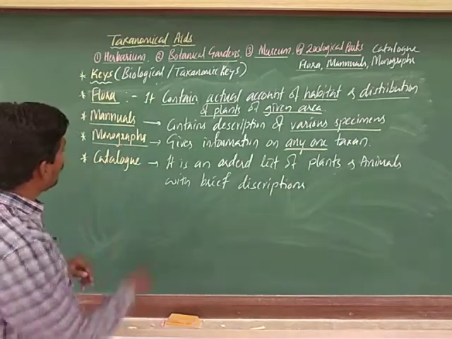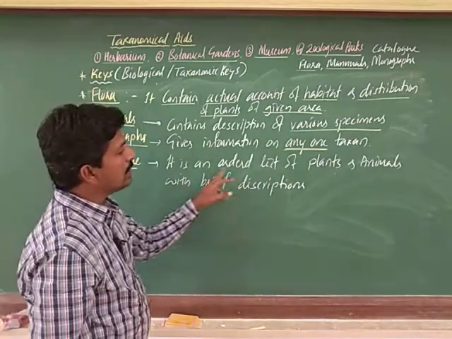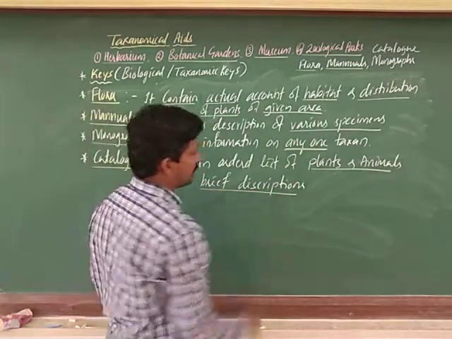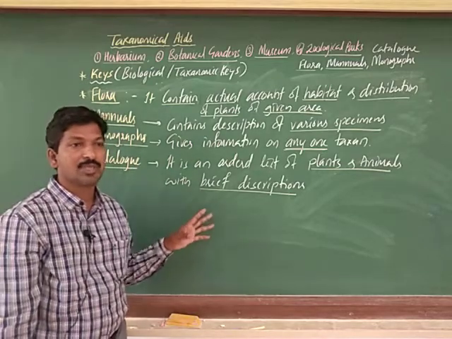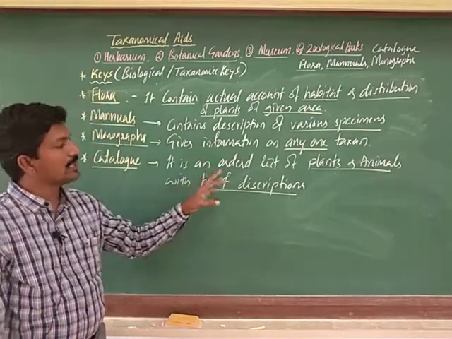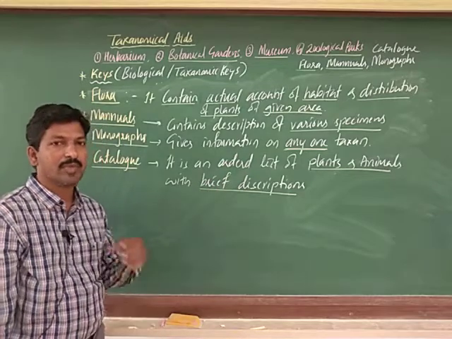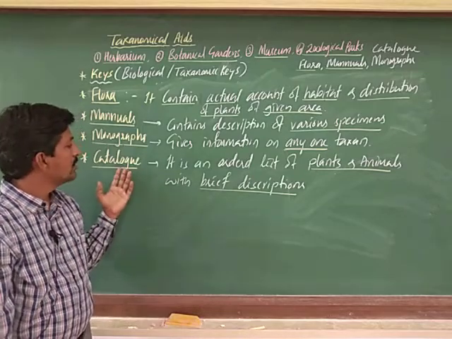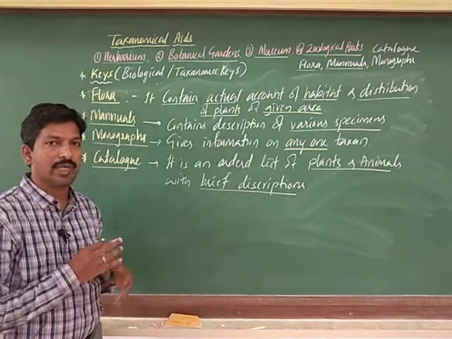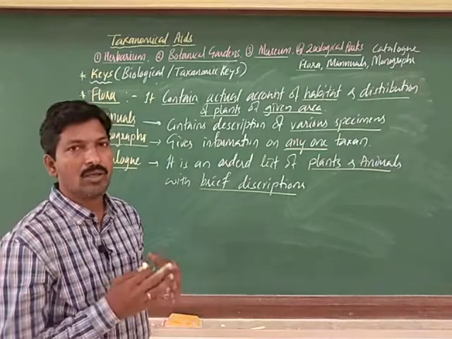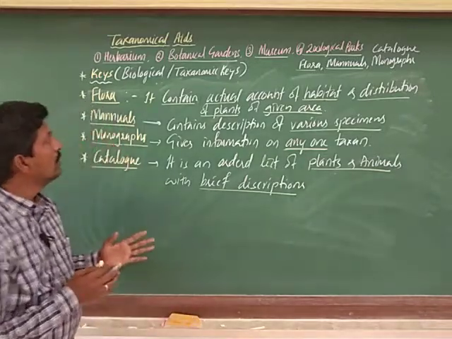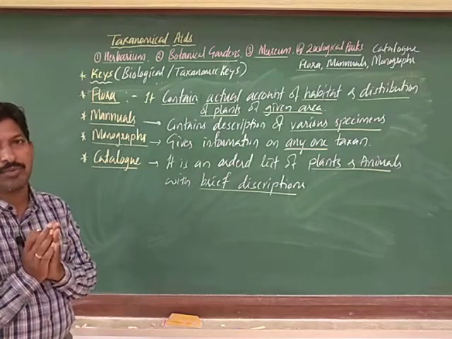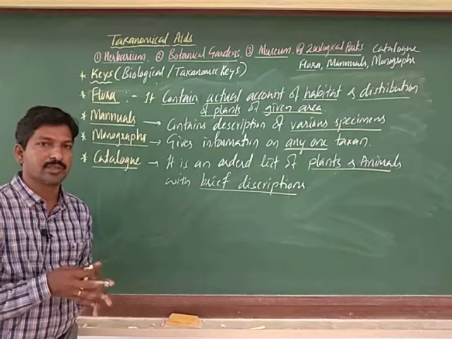Okay. See the catalog, one more. It is the ordered list of plants and animals with brief descriptions. The ordered list means a sequential list will be there, like an alphabetic list. In the same manner, the plants and animals list will be there in that catalog. By using that catalog, we can identify the animal or plant. So, in this way, all these taxonomical aids are very helpful in the study of identification of plants or animals or any other species. Understood?